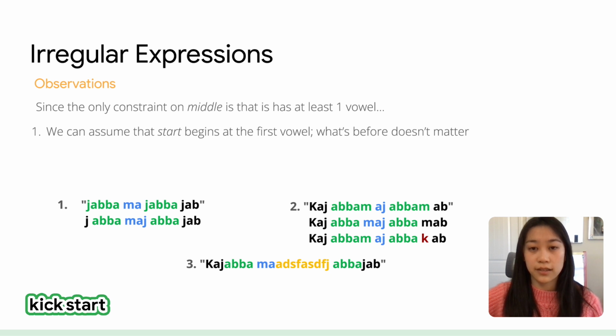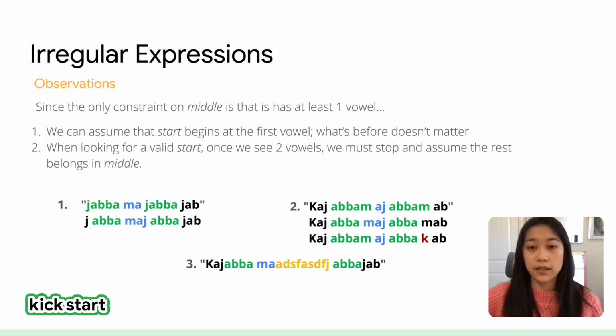Second, when we're looking for a valid start, once we see two vowels, we can stop and assume that the rest belongs in middle. To see this, let's look at example 2. The top two are valid spells. Let's assume that we realize that the KJ can't be part of any valid spell. Now we're looking at the A after the KJ. We iterate along, we see the second A, and now we've seen ABBA so far. We've seen the second vowel, and we can stop here.